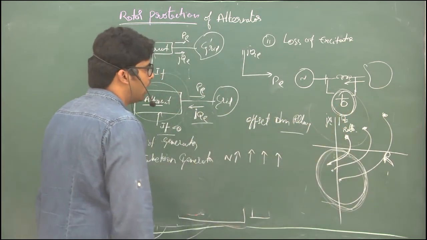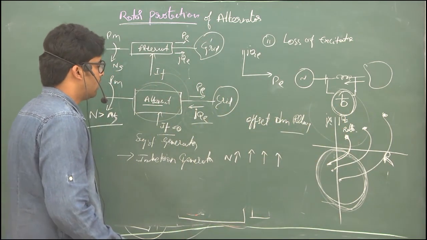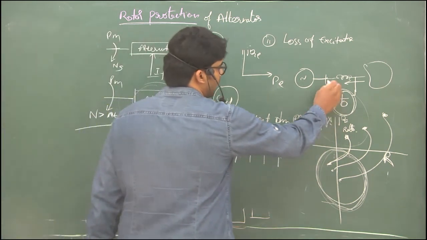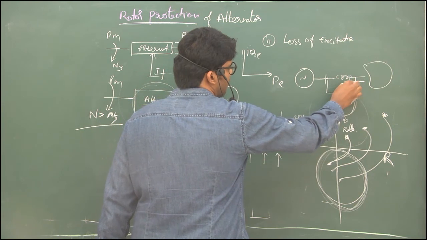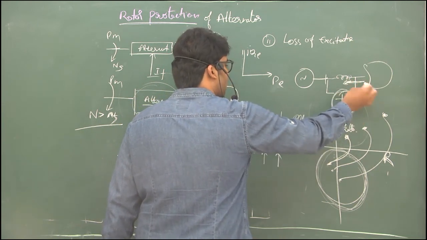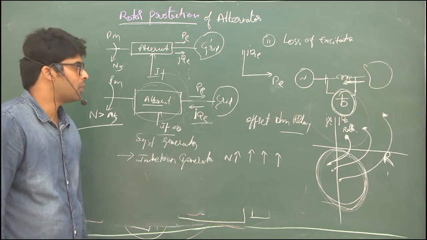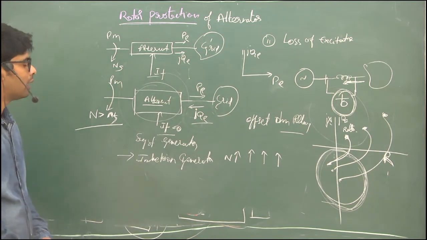So this is what we use in protection of the alternator when excitation is lost. We use the offset mho relay. This is the connection we use. This will sense the reactive power taken from the grid. Then the system will get operated. This is about protection of the rotor of alternators.